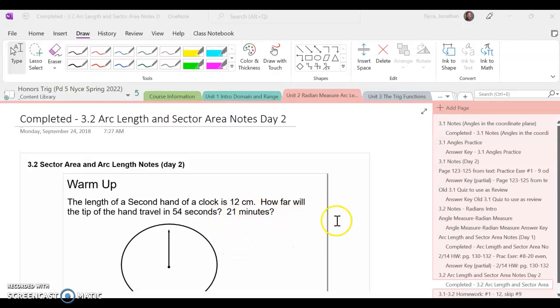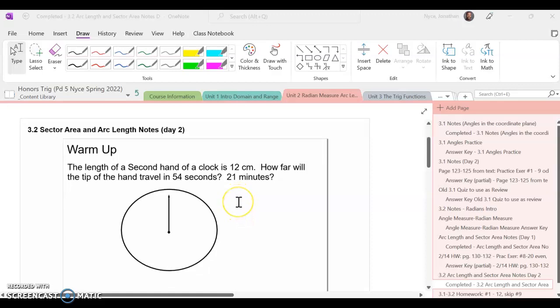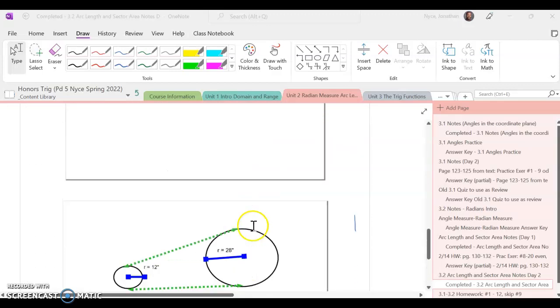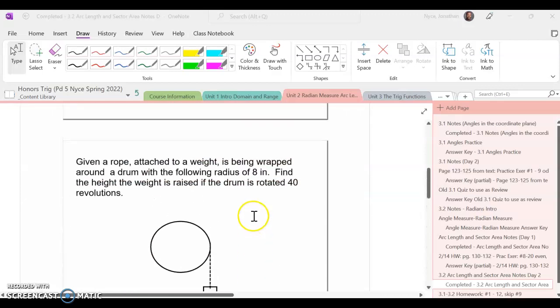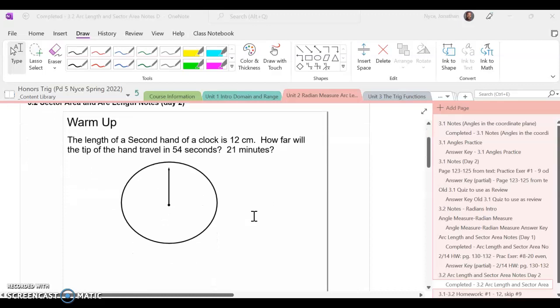Hey everyone, I'm going to go through the 4 slides in the 3.2 arc length and sector area notes day 2. So I encourage you to follow along in your notes and pause this video, take some notes as you need to. Like I said, I'm going to go through the warm-up and the other 3 slides. It's just an extension of what we talked about yesterday with arc length and area of sector, but for some problems that are a little bit more involved.